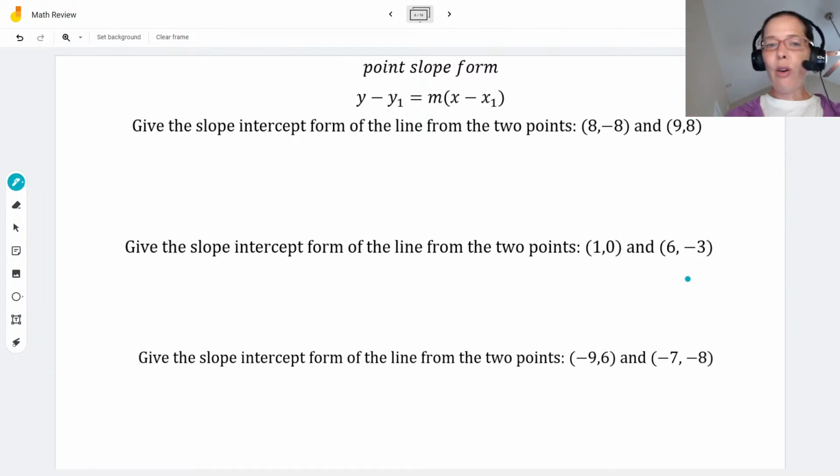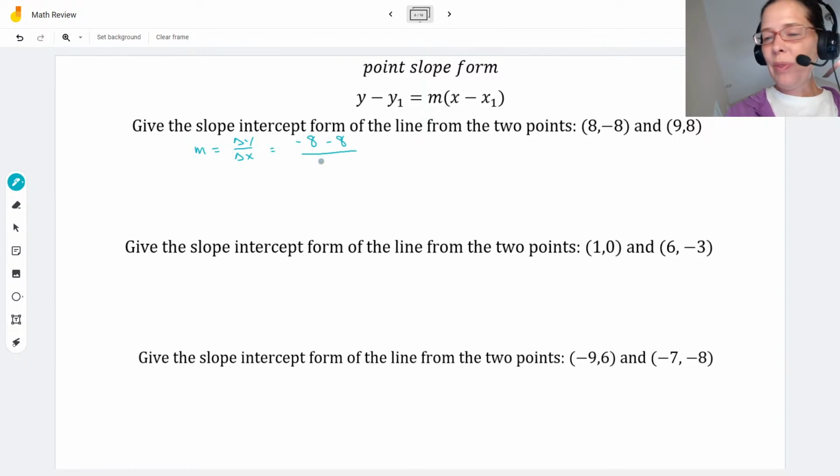Let's get slope first here. All right, so again, my slope is my change in y over my change in x. And let's go -8 minus 8. I've got to make sure I keep the signs in the right place. And this is 8 minus 9. So this is going to be -16 over 1, or a slope of -16. Oh, sorry, I dropped a negative here. This is -1. So that is just a slope of 16.